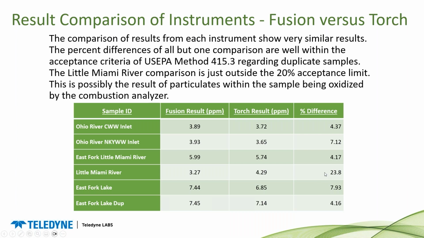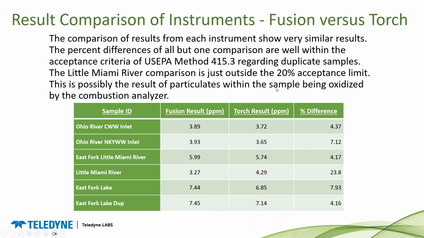However, the one from the Little Miami River, that one I remember had a cloudy, more particulates in the sample. So the percent difference is just outside of the 20% acceptance limit, but more than likely I'd say it is a result of the particulates within the sample being oxidized by the combustion analyzer, whereas the Fusion will not oxidize particulates as efficiently.